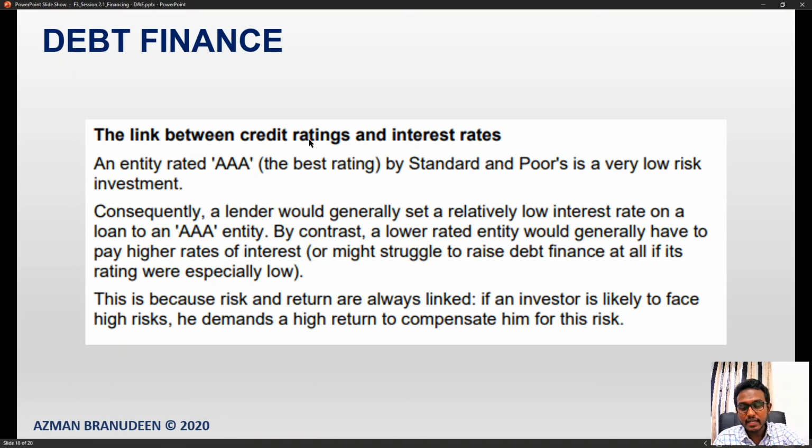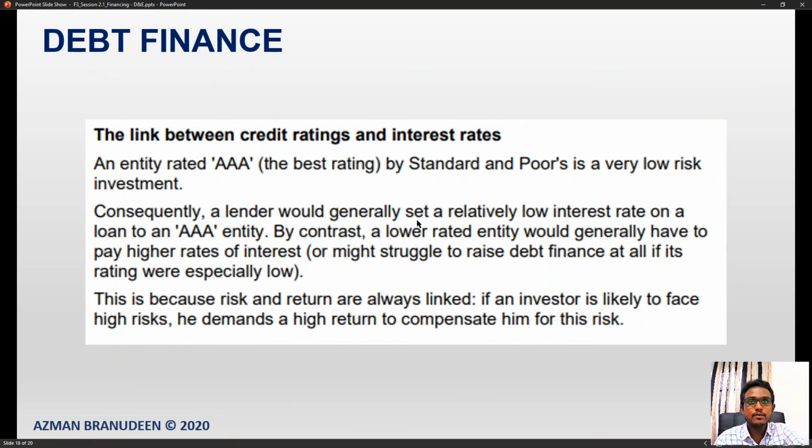You have the major credit rating agencies: S&P, Standard and Poor's, then you have Moody's, for which I used to be an analyst in the investment banking arm, and the Fitch agency. These three are major global rating agencies that assess countries, companies and entities to assign their credit rating. Consequently, a lender would generally set a relatively low interest rate on a loan to a AAA entity. By contrast, a lower rated entity would generally have to pay higher rates of interest.